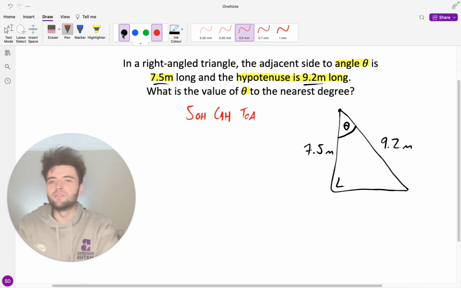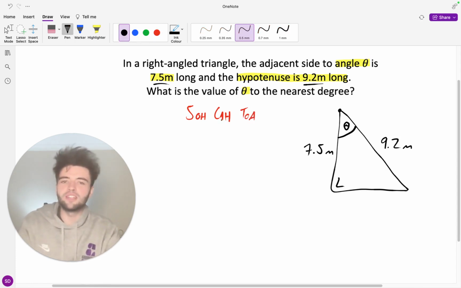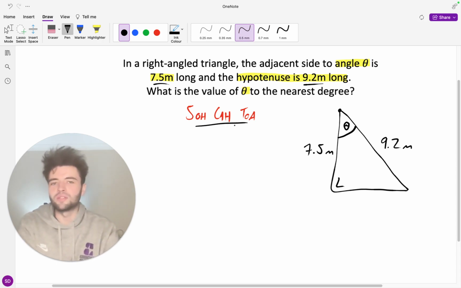But the rule we're going to be using to figure out the value of theta is going to be SOHCAHTOA. So this is basically a shorthand way of writing our trig ratios down. And so basically sine is going to be the opposite over the hypotenuse, cos is going to be adjacent over the hypotenuse, so we have OH, then cos is AH, and then tan is going to be the opposite over the adjacent, which is OA.